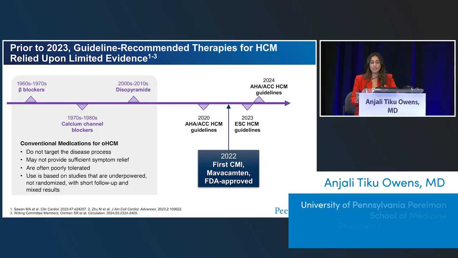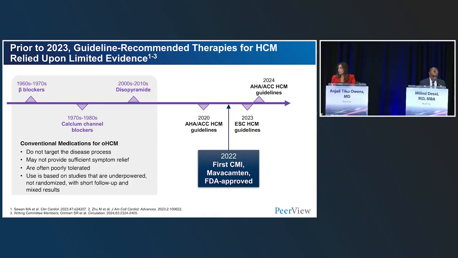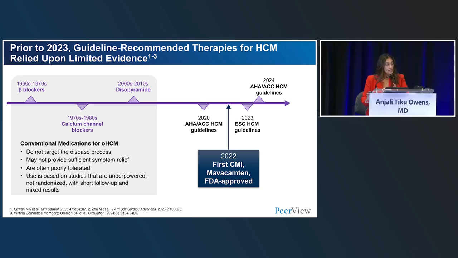So let's think about the history of pharmacologic therapy for hypertrophic cardiomyopathy. Prior to 2023, we really had agents that were repurposed from other conditions and other indications and used for HCM with the thought that they would improve diastolic function and slow down the heart rate. These are, of course, AV nodal blockers, beta blockers, and calcium channel blockers. We also then used a negative inotropic antiarrhythmic agent, disopyramide, later in our experience.